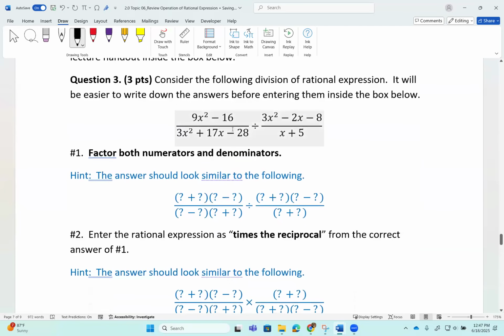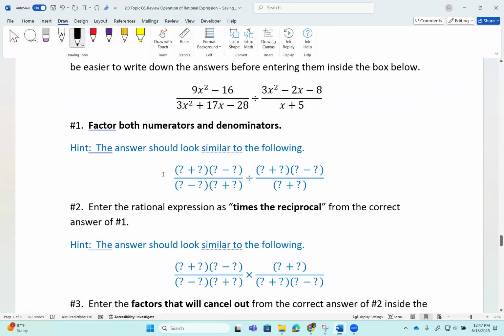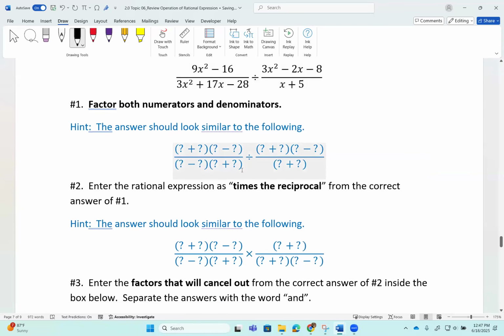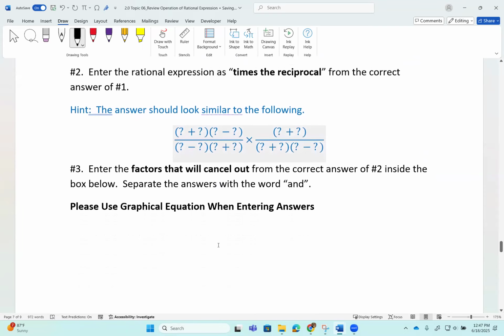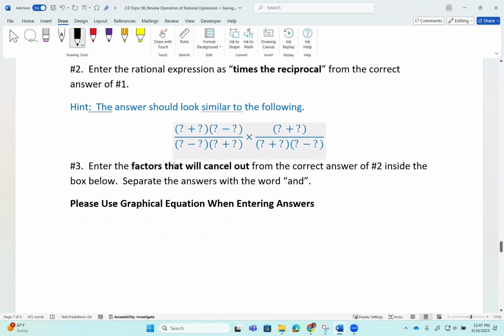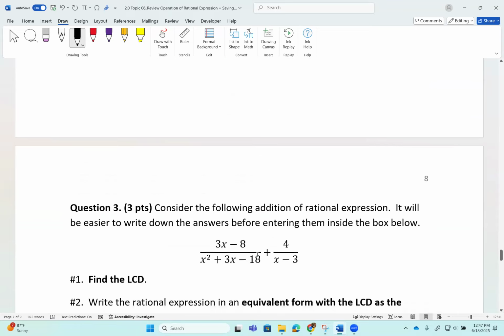All right. So question number 3 is a division of two rational expressions. So please follow the hint. Factor both numerator and denominator first. Okay. Then number 2, we will rewrite it as times the reciprocal. And number 3, simply tell me the factor that will cancel out.